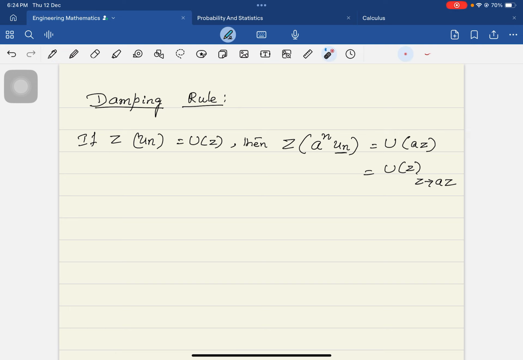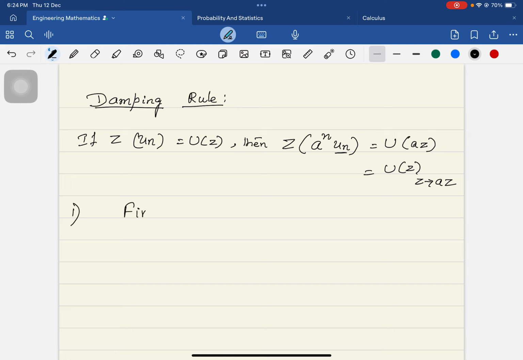This rule says that if the Z transform of u_n is U(z), suppose, then whenever you multiply the term u_n by a raised to n, in the function U(z) you are going to replace z by z/a. That is what the rule explains to us. Let us now look at a particular problem to understand this concept of the damping rule.